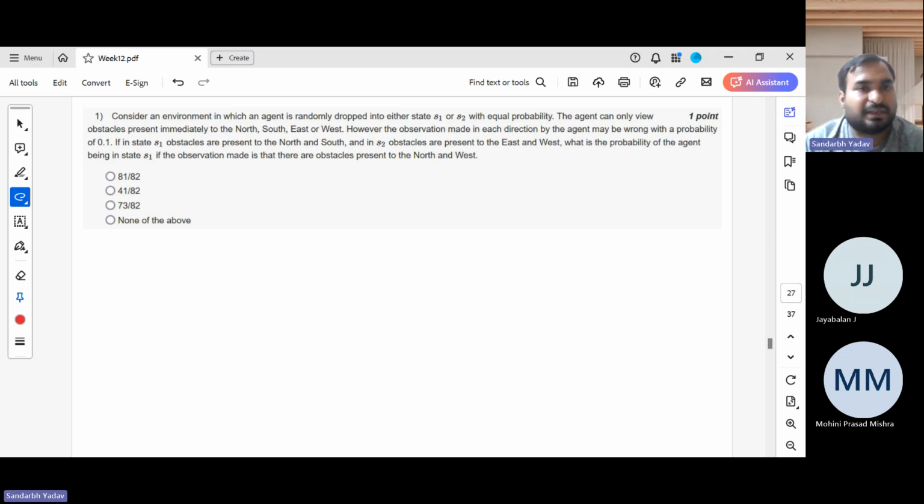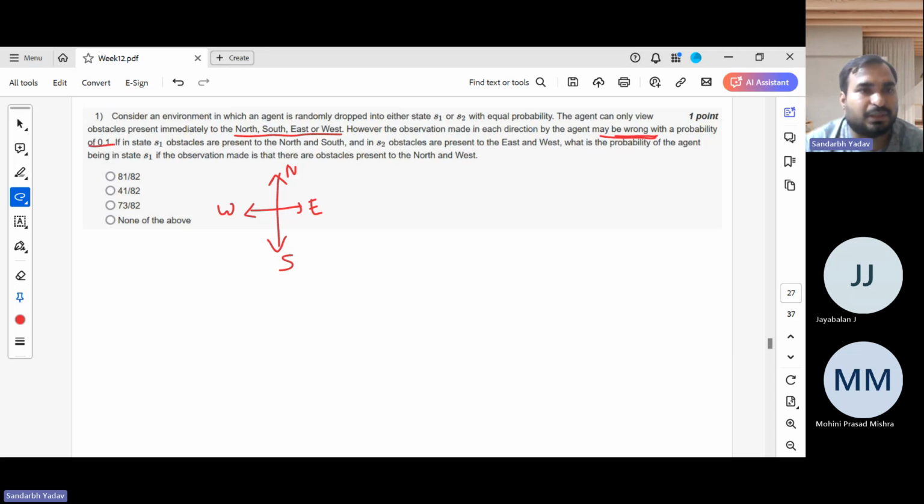Consider an environment in which an agent is dropped into either state S1 or S2 with equal probability. The agent can only view obstacles present immediately to its north, south, east, or west direction. So again, cardinal directions only. However, the observations made in each direction by the agent may be wrong. Okay, so there is noise.